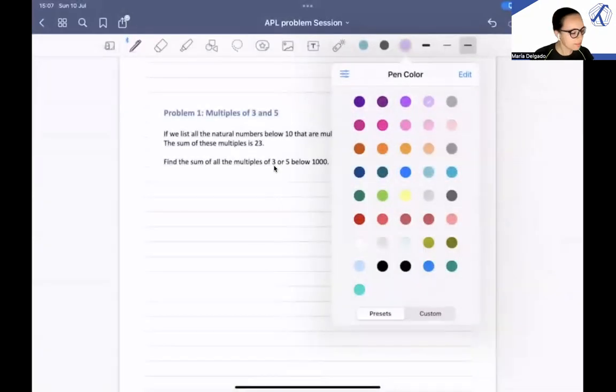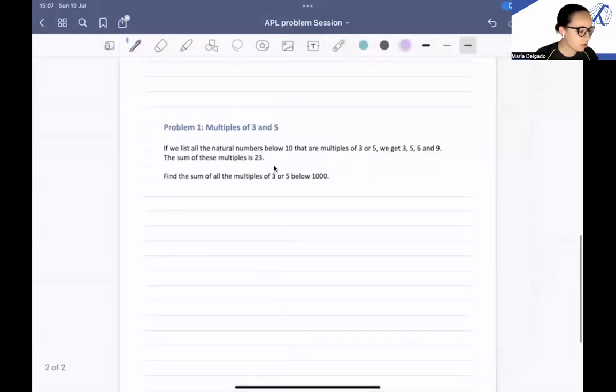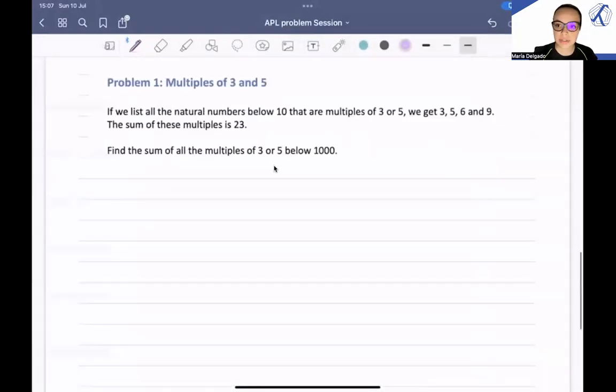Okay, so here we have the problem. As you can see, it's called multiples of 3 and 5. Remember that you can find it in Dialogue APL problem solving competition. I will show you later how you can find it. Okay, so let's read it and try to understand it. If we list all the natural numbers below 10 that are multiples of 3 or 5, we get 3, 5, 6, and 9. The sum of these multiples is 23. Find the sum of all the multiples of 3 or 5 below 1000. Okay, so I think we can first try to understand the first paragraph and then move to the second paragraph.